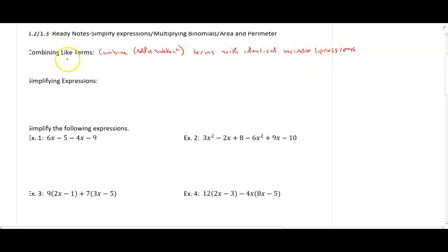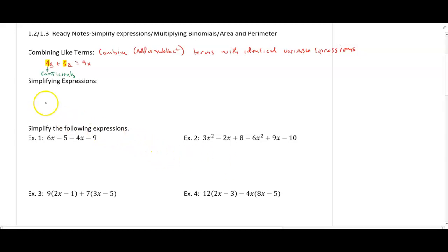Now, when I look at it, for instance, if I want to have like 4x plus 5x, if I look at my x terms, they are the same, therefore we basically can add the 4 and the 5 to get 9, and we bring over the x. Remember, the numbers in front of the variable expressions are called the coefficients, right? So we basically add or subtract the coefficients, and then we carry over the variable expressions.